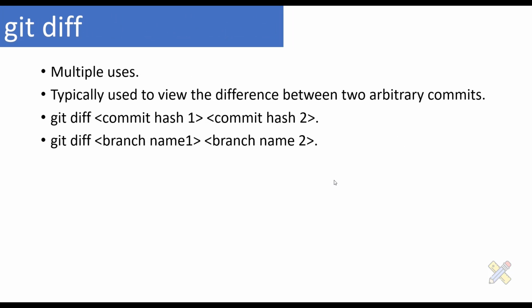Next, we are going to cover the diff command. Diff stands for difference. It's typically used to view the difference between 2 arbitrary commits. Even with branches, you are essentially comparing the most recent commits, or heads, of the branches. You can use this command as git diff followed by the names of the first and second branches, or hashes if you want to compare commits.